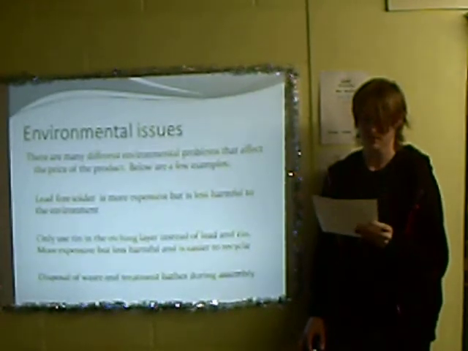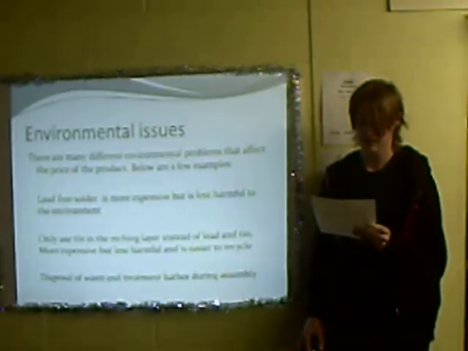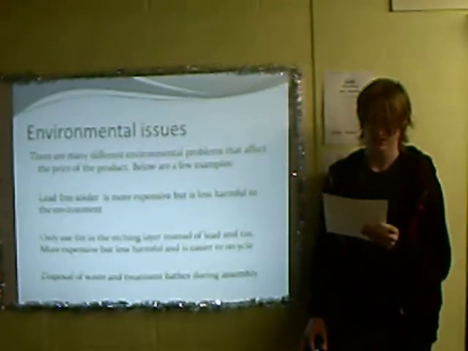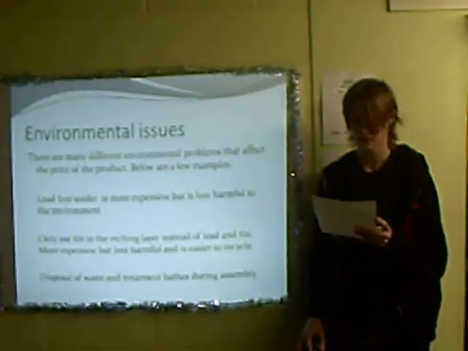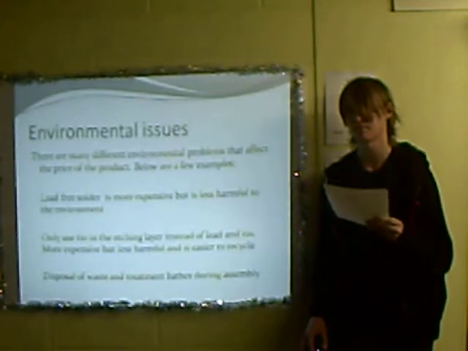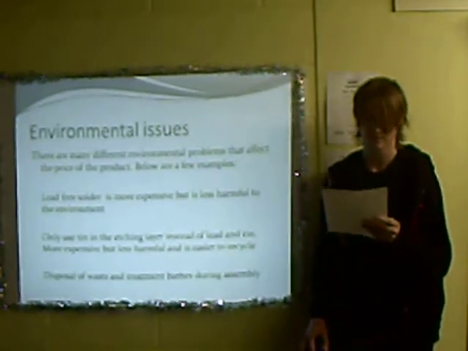During the assembly of the PCBs, the baths have to be changed and disposed of. This increases the price of the product as the company has to cover their costs and the costs of the cleaning equipment themselves.